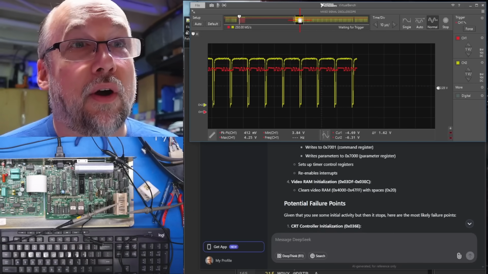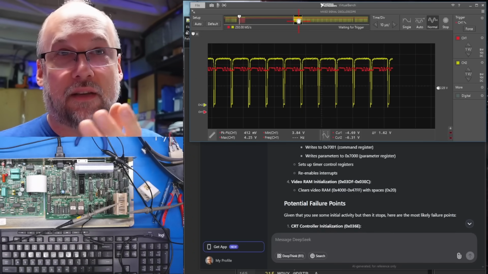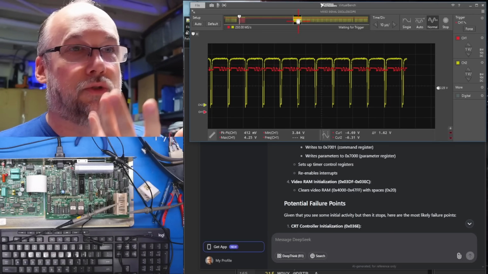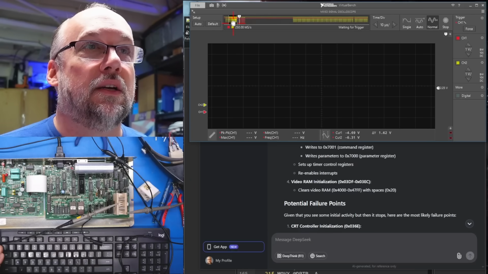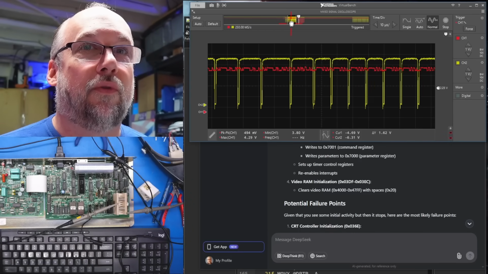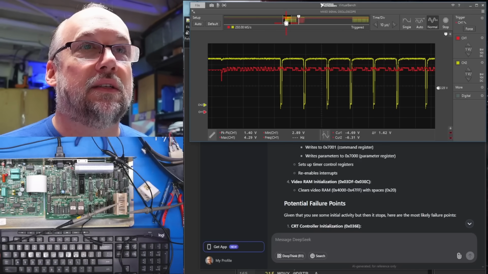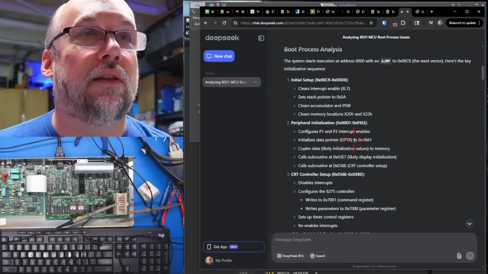But this clearing process for the video RAM should happen about 2,000 times, because that's 80 by 25 characters. So that kind of makes sense with all those pulses we're seeing. But if we power cycle this again, it's odd that we're getting these writes beforehand, because it doesn't really indicate in here that it's writing to anything else.